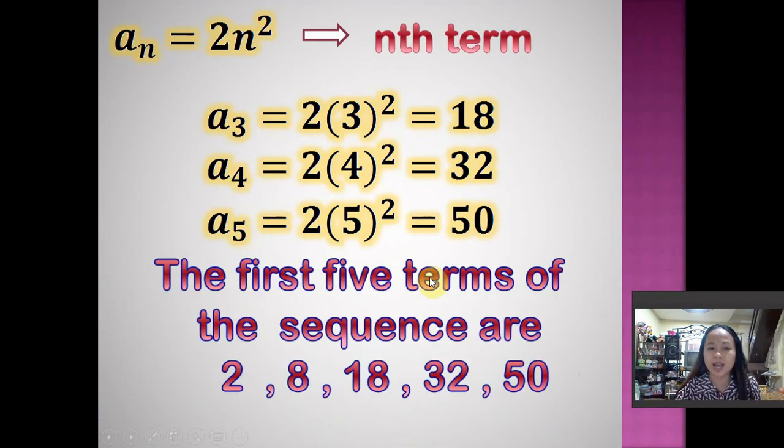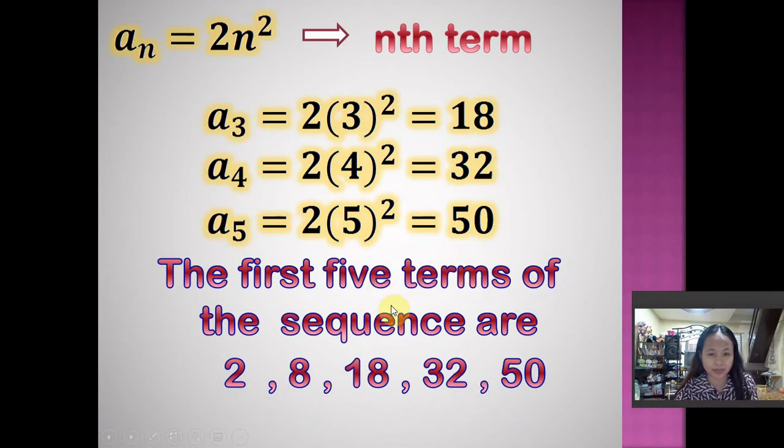Therefore, our first 5 terms of the sequence are 2, 8, 18, 32, and 50. So these are the first 5 terms of our sequence using our nth term, which is nth term is equal to 2 times n squared. Got it?